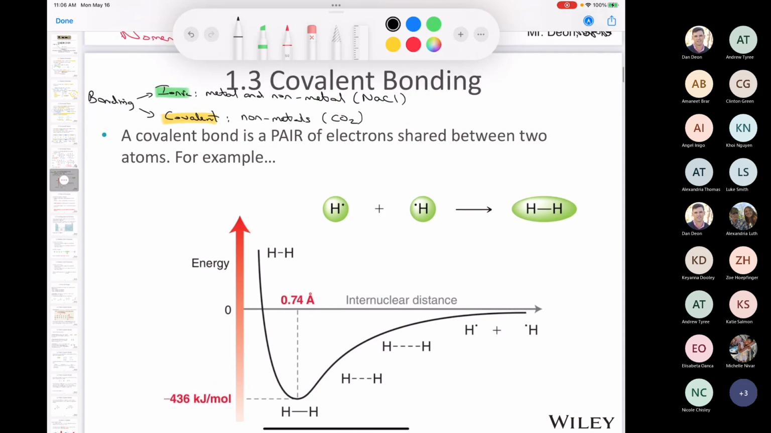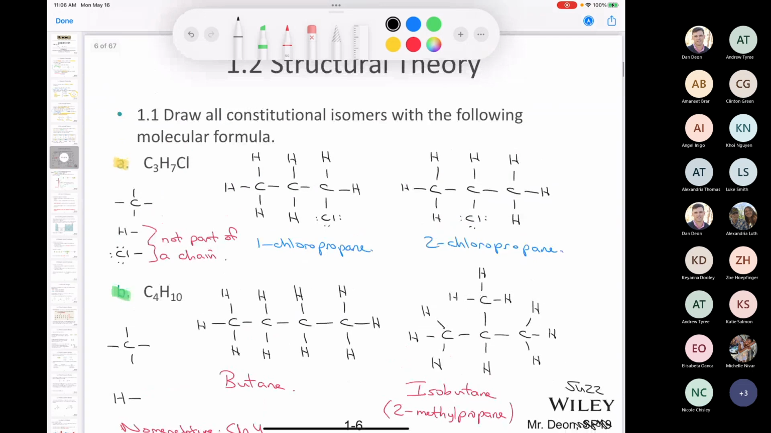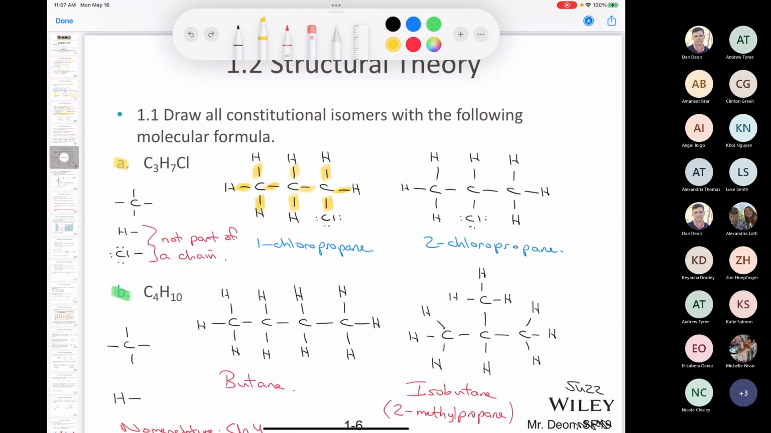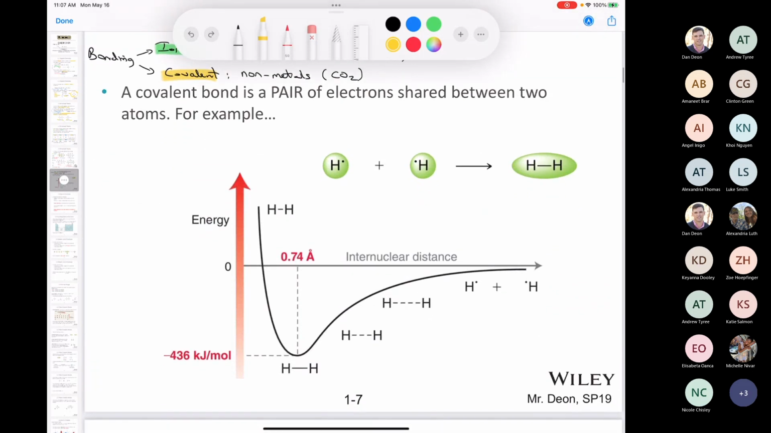Well, covalent compounds are formed from covalent bonds. So what exactly is a covalent bond? If you go back to this question, every single one of these bonds, and I mean every one of them, these are all covalent bonds. Every single bond that we drew on this entire slide was a covalent bond. So what is a covalent bond exactly? It says here that a covalent bond is a pair of electrons that are being shared between 2 atoms.